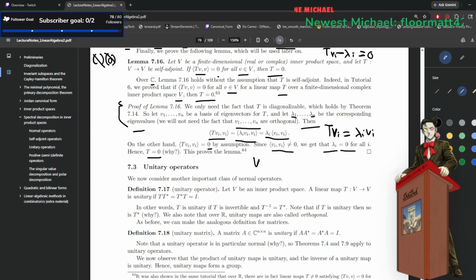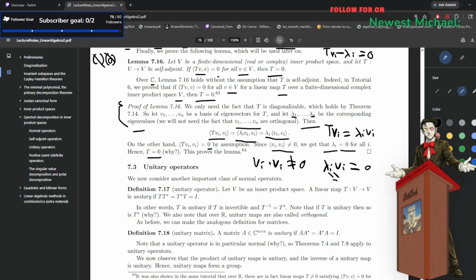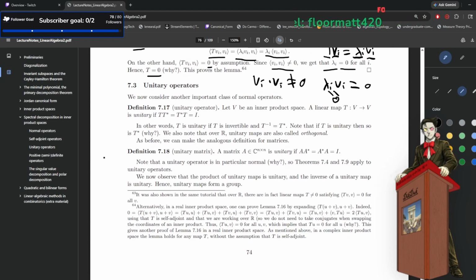Now, if the inner product of vi with vi is not 0, then for lambda i times that inner product to be equal to 0, lambda i has to be equal to 0 explicitly. So when it's 0, lambda i times the inner product of vi with vi is also equal to 0. And since T(vi) is equal to lambda i vi, this transformation is the 0 transformation, i.e. the mathematical nuke. Now we are going to work over unitary operators.